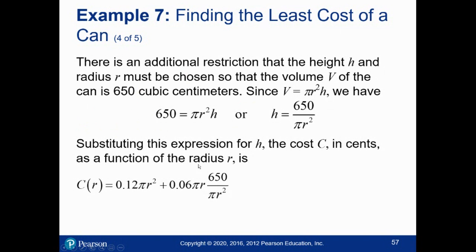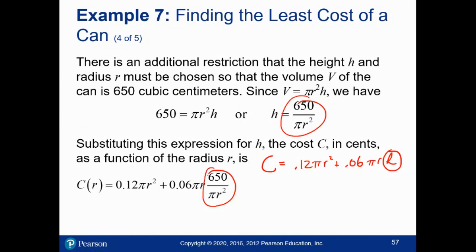So if I go back to our original cost function, the original cost function looked like it depended on both radius and height, and it was 0.12 pi r squared plus 0.06 pi r h. I'm just taking the value of h and substituting it in. Observe that this pi is going to cancel, and one of the factors of r is going to cancel. 650 times 0.06 is just 39. So what we have is 0.12 pi r squared plus 39 over r.